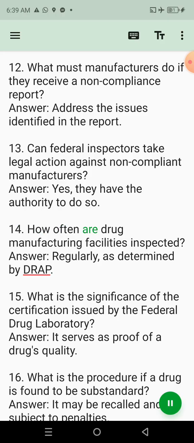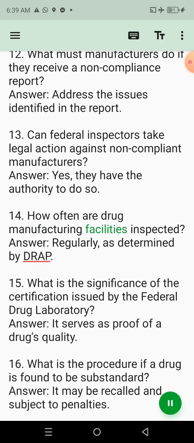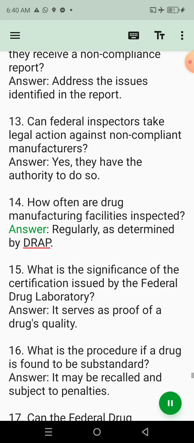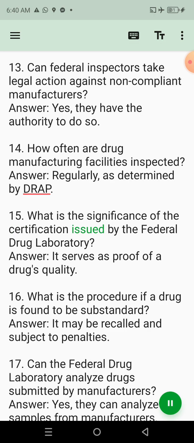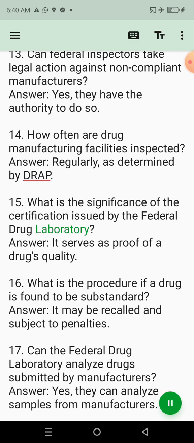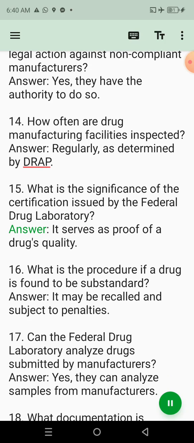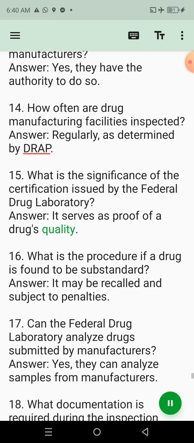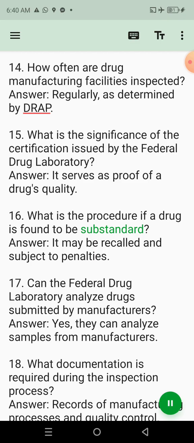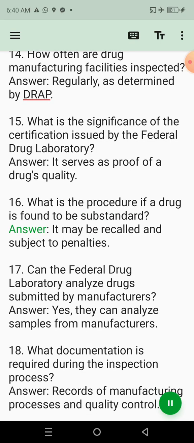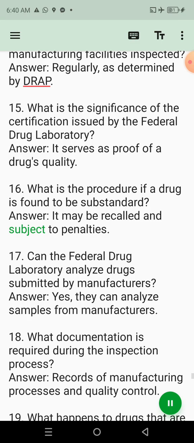14. How often are drug manufacturing facilities inspected? Answer. Regularly, as determined by DRAP. 15. What is the significance of the certification issued by the Federal Drug Laboratory? Answer. It serves as proof of a drug's quality. 16. What is the procedure if a drug is found to be substandard? Answer. It may be recalled and subject to penalties.